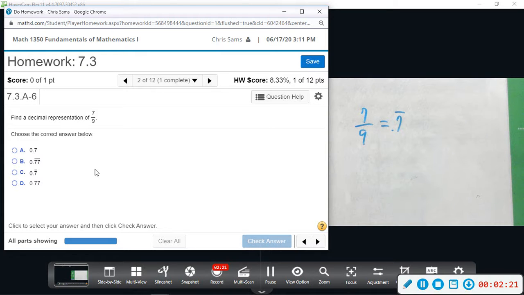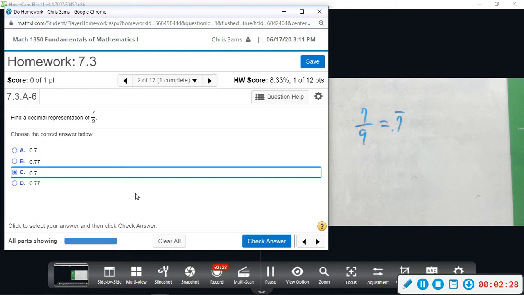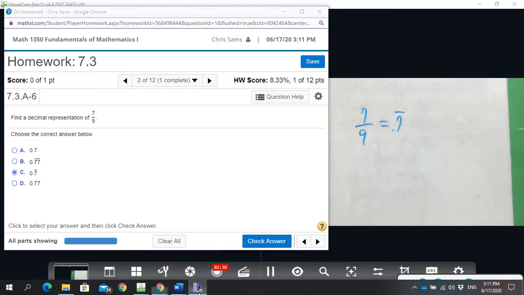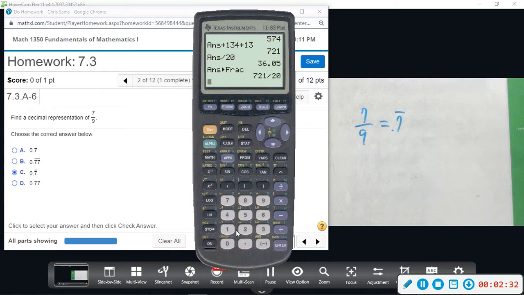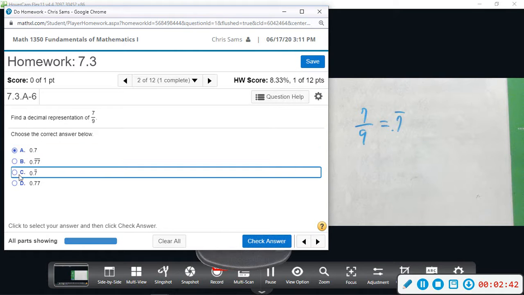So in this case, we would have C. It would be repeating 7. Just to show you, on the calculator, if we do 7 divided by 9, we would see just a tail of 7s, and they just round up the last one to an 8, but it's just a string of repeating 7s.